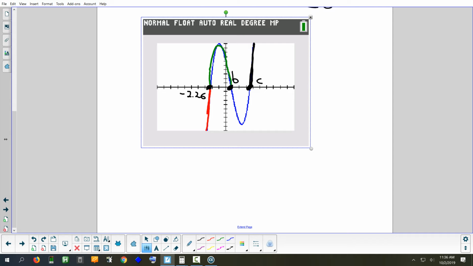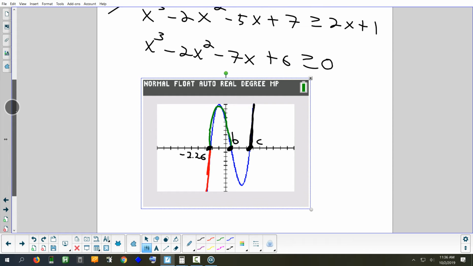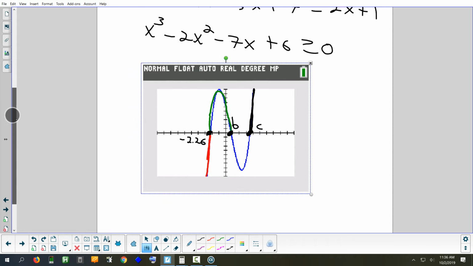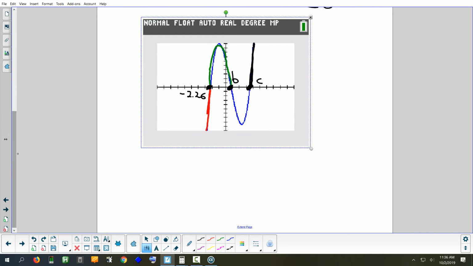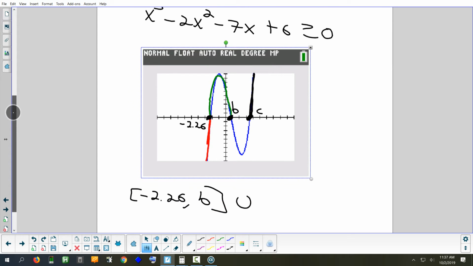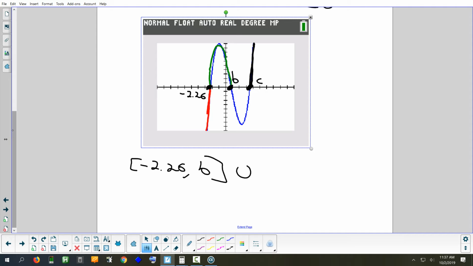So, I'll describe the green interval, and then I'm going to ask someone to help me with the black. From negative 2.26 to B, I am above 0, including negative 2.26 and including B. How would you describe the black interval? Brandon?